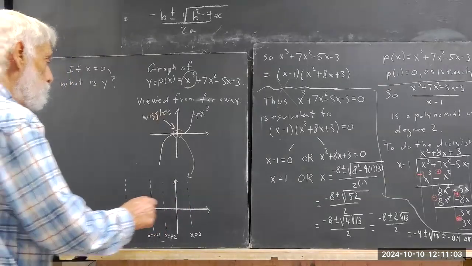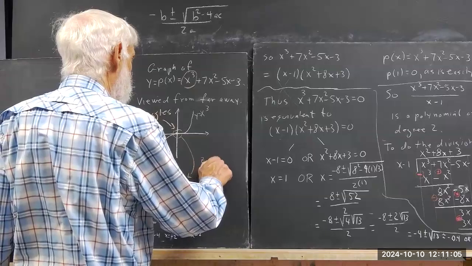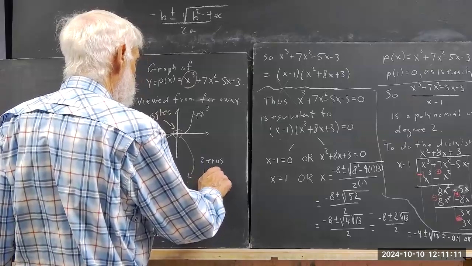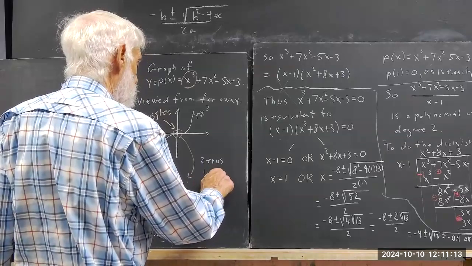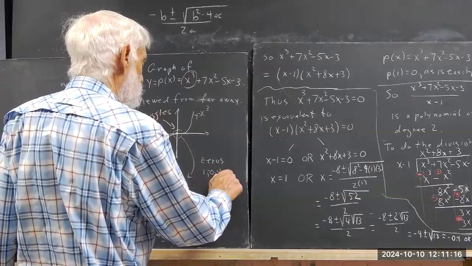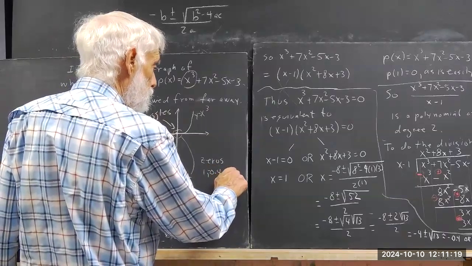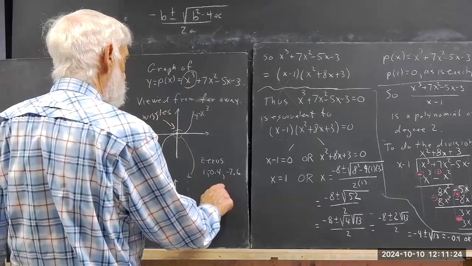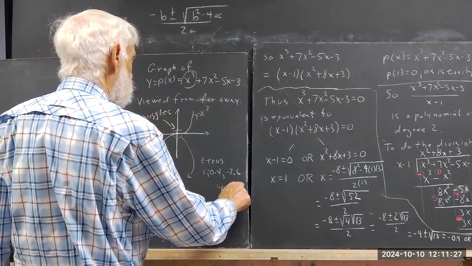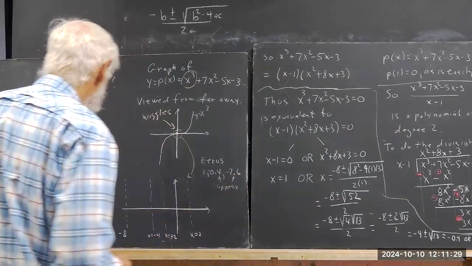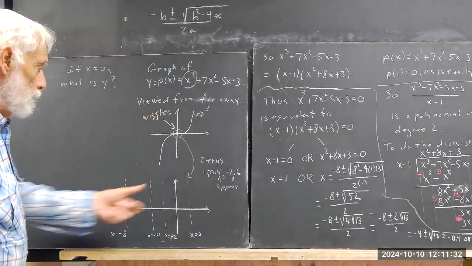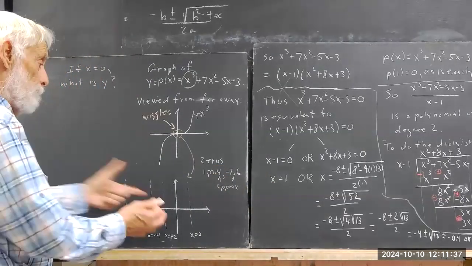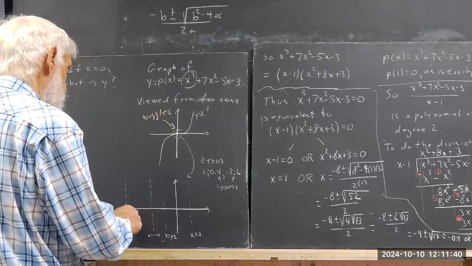My zeros are at 1. And that's exact, but then we have negative 0.4 and negative 7.6. Make ourselves a note that these are approximate. Then we locate these x coordinates, because these are x values that make y 0. We locate these coordinates.